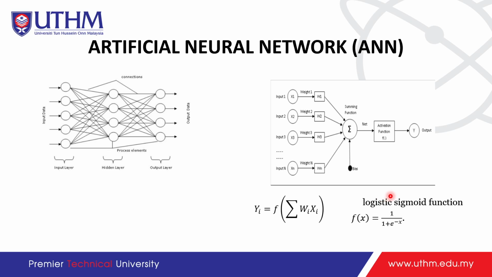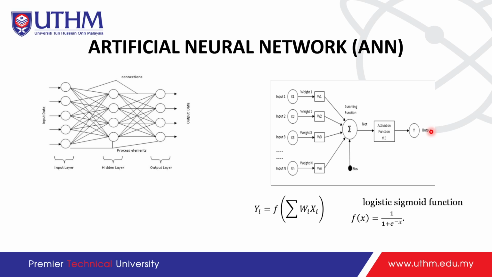The most common activation function is the logistic sigmoid function. So the net goes in here: you have 1 over 1 plus exponent negative x, where x is actually the summation of wi xi. So we get a predicted output.